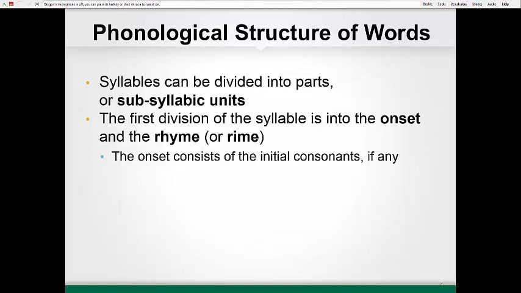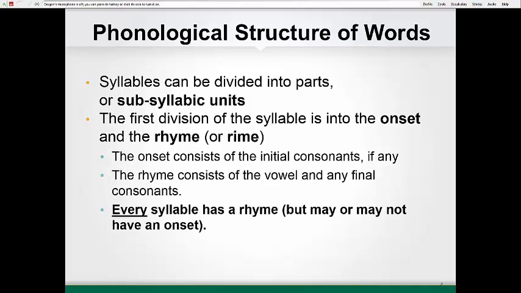The parts of a syllable are called sub-syllabic units. The first division of the syllable that we can make is into two parts, the onset and the rime. Within each syllable, the onset consists of any consonants that precede the vowel. The rime consists of the vowel and any consonants that follow the vowel in that syllable.